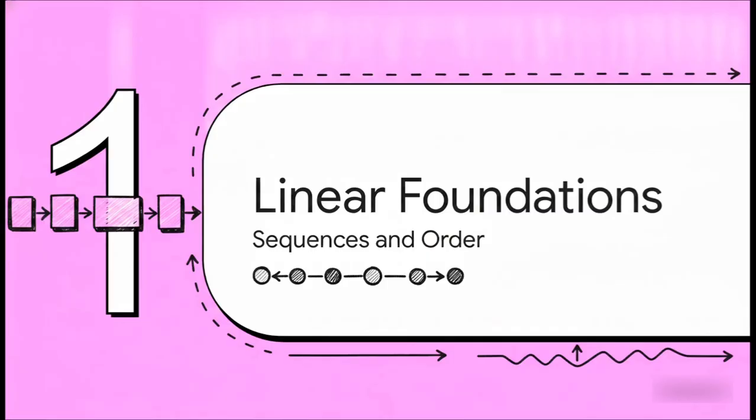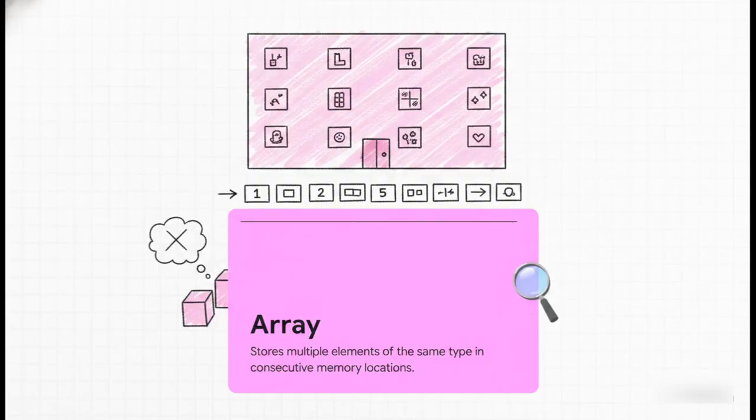Starting off with part 1, the linear foundations. This is all about sequences and order. Okay, the absolute most common blueprint you're going to see here is the array. It stores elements of the same type in continuous memory blocks.